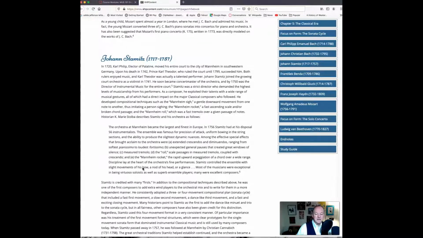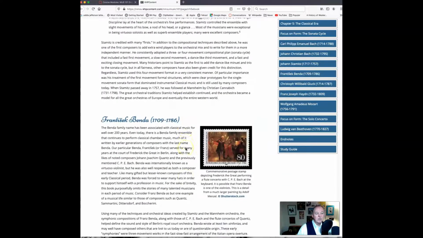Johann Stamitz, kind of the father of the modern symphony orchestra. He has a much larger group in a place called Mannheim, and he establishes a larger group with very specific techniques, and his orchestral writing lays the foundation for Haydn, Mozart, and Beethoven, and we normally say them in that order. Then you have Franz Benda.